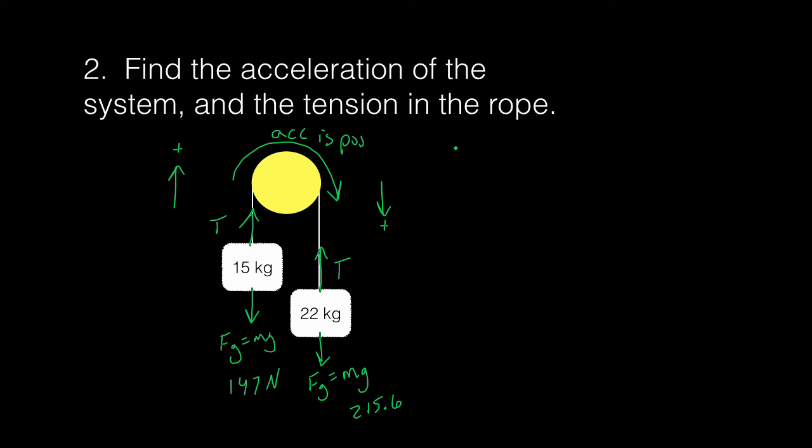So let's create our equations that follow Newton's second law. Force net is equal to ma. And for our first equation, it doesn't matter which side you choose. For equation 1, it's just arbitrary. Let's choose the left side this time. Tension is positive, so tension minus the force of gravity, which is 147, is equal to the mass of the object, which is 15, times its acceleration.